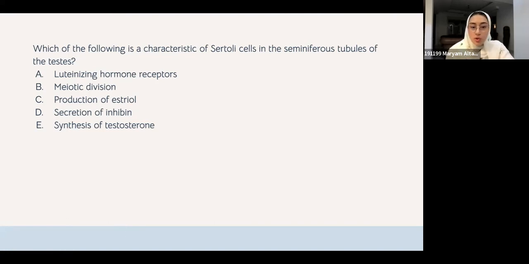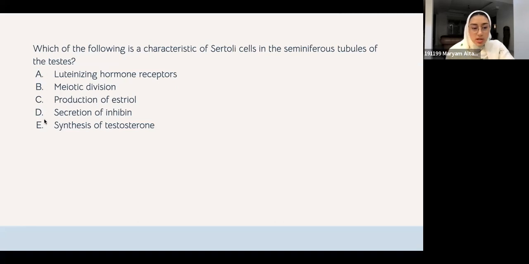Okay, so let's go through them one by one. So luteinizing hormone receptors, no, remember, luteinizing, L for Leydig. So that actually binds to our Leydig cells, not our Sertoli cells. Meiotic division, no, they don't divide by meiosis. Those are our spermatocytes, but they're nourishing, right? Production of estriol, no, we mostly have the production of testosterone in the male reproductive system. So this is not the answer. Synthesis of testosterone, no, the Sertoli cells don't produce our testosterone, Leydig cells do. And so that's why this is the answer here.